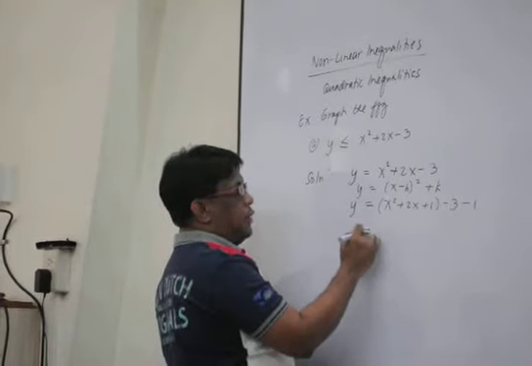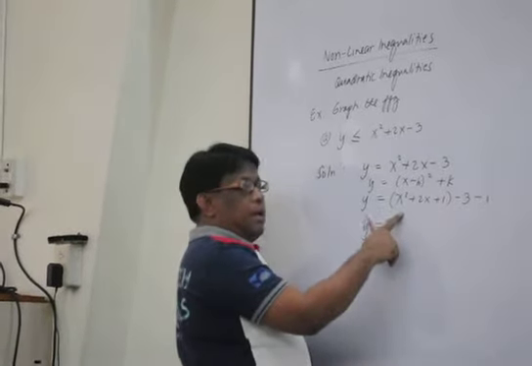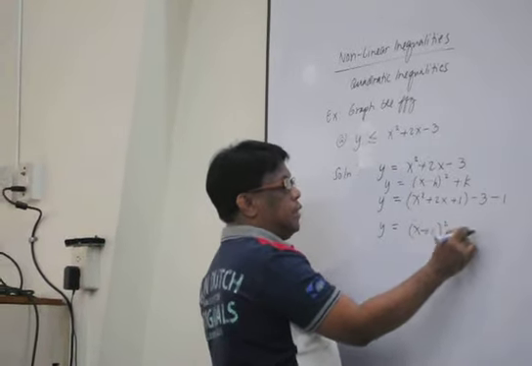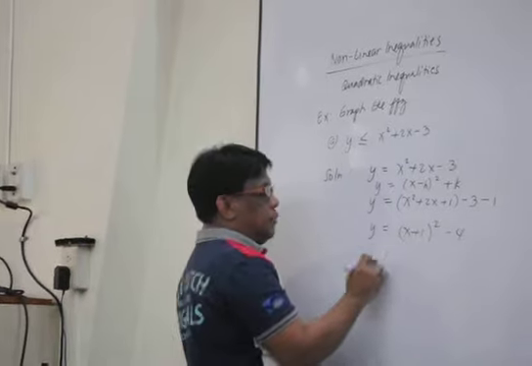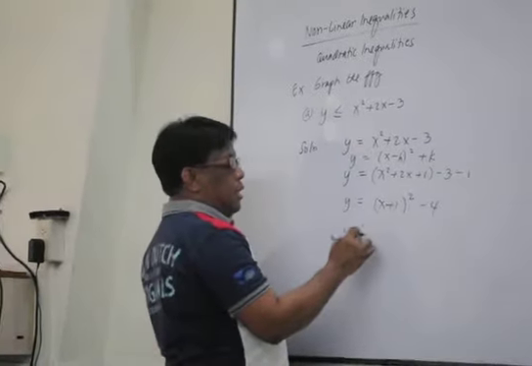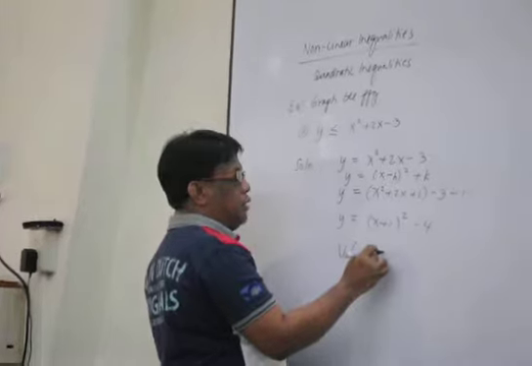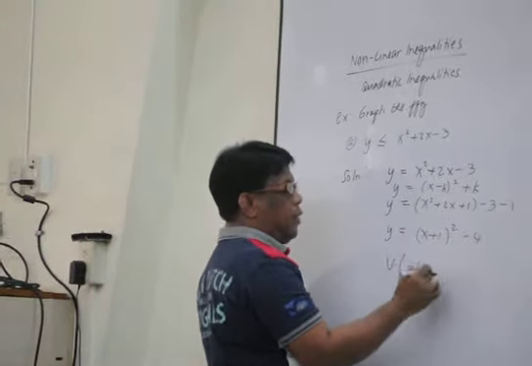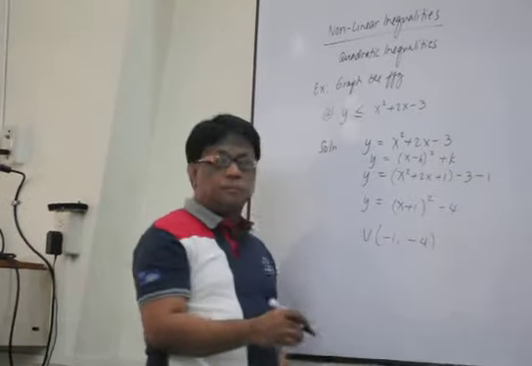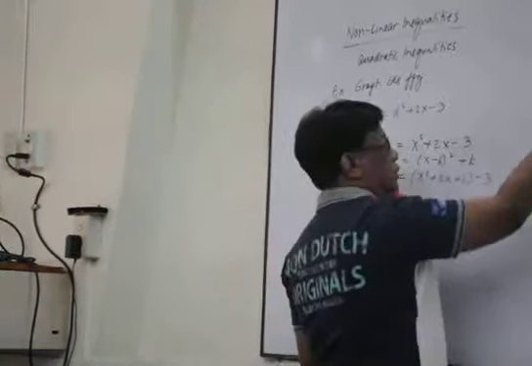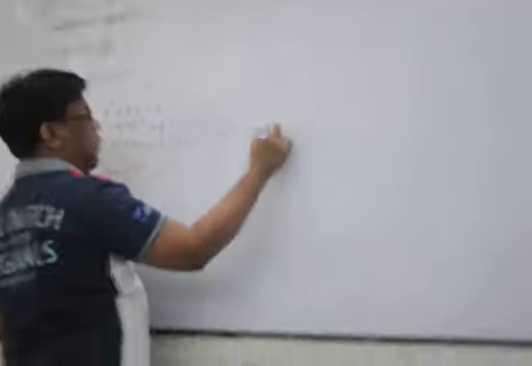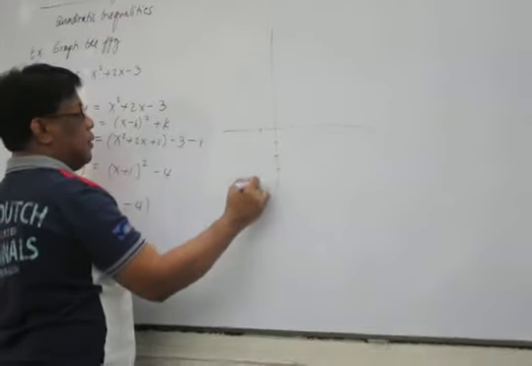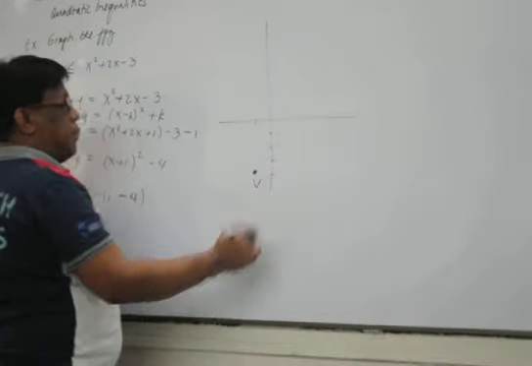So what we have here now is y equals, obtaining the factors of x squared plus 2x plus 1, which is (x plus 1) squared, then minus 4. Then what is the vertex? The vertex is at negative 1 and negative 4. So we're going to graph it now. Having the vertex as (negative 1, negative 4), this is the vertex of the parabola.